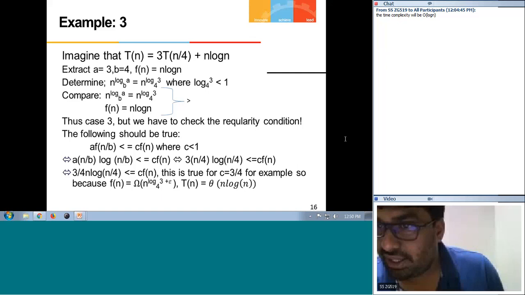Just one second, I have a question someone has posted. See, if the regularity condition fails, what do I need to do? If the regularity condition fails, the recurrence has to be solved only by the substitution method. You cannot find the time complexity using the master theorem any more. You have to solve it using only the substitution method.